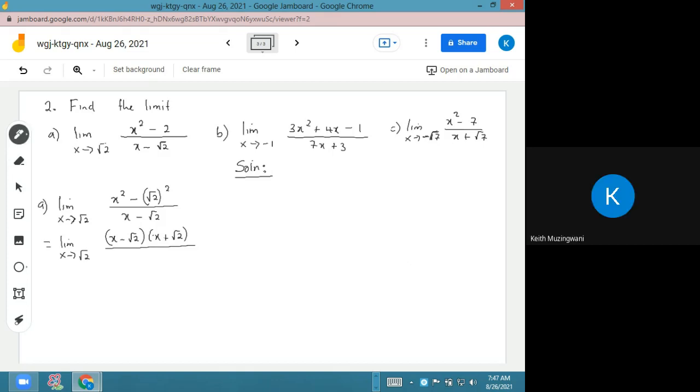So then we'll have x minus root 2 down as it is. Then we can see that this piece here and this one can cancel each other. Then now, where there is x, we can replace root 2 plus root 2, giving us 2 root 2.